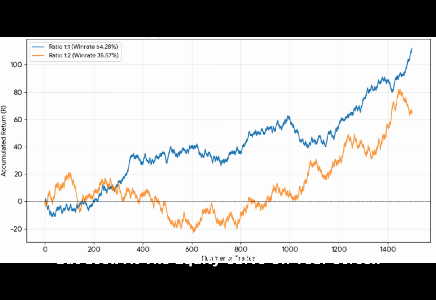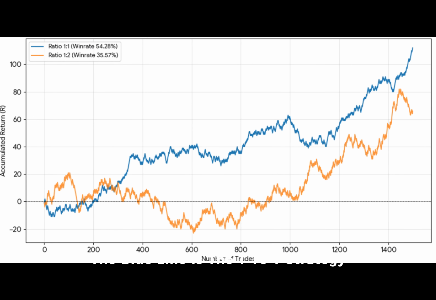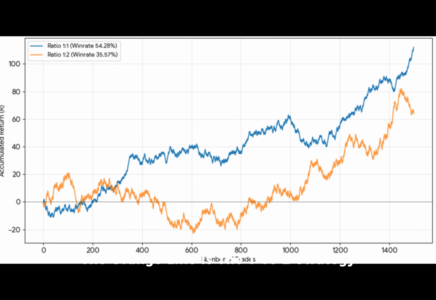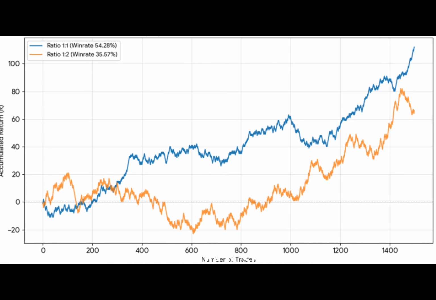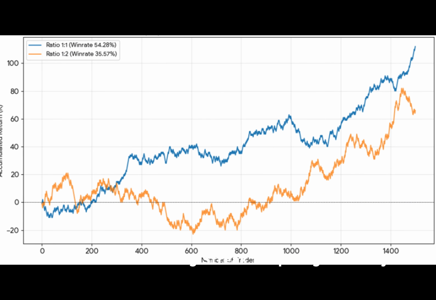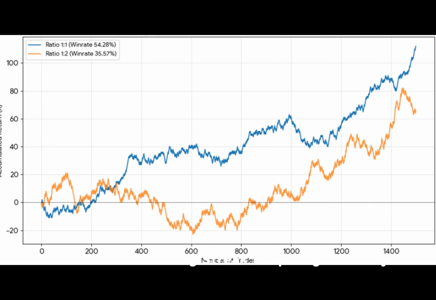But look at the equity curve on your screen. The blue line is the 1 to 1 strategy. The orange line is the 1 to 2 strategy. The blue line is smoother. It is less stressful. The maximum losing streak drops significantly.